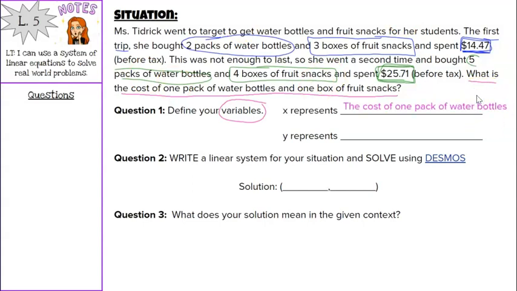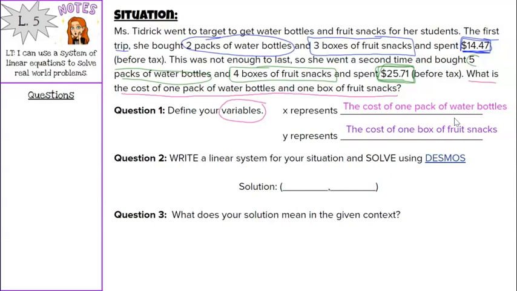So X is going to represent the cost of 1 pack of water bottles, and Y is going to represent the cost of 1 box of fruit snacks. And it's always important to define your variables because you need to know what they're representing. Otherwise, you're not going to know in the context of your answer what your answer means.